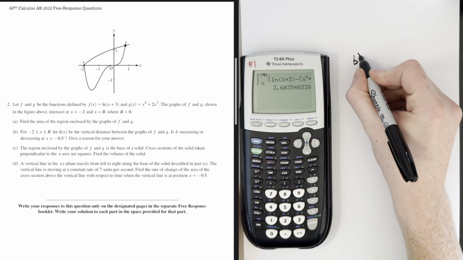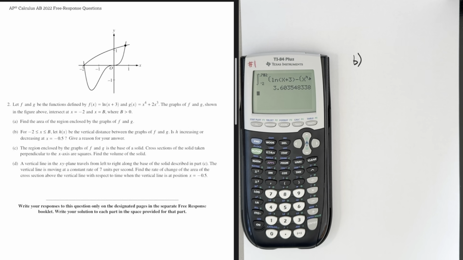So, part B. It says for x between -2 and b, let h of x be the vertical distance between the graphs of f and g. Is h increasing or decreasing at x equals -0.5? Give a reason for your answer.